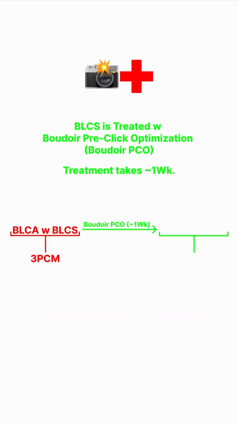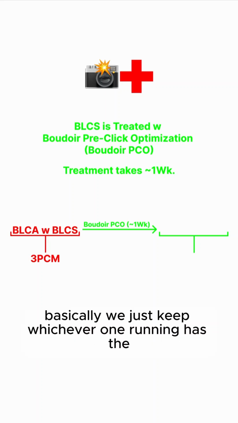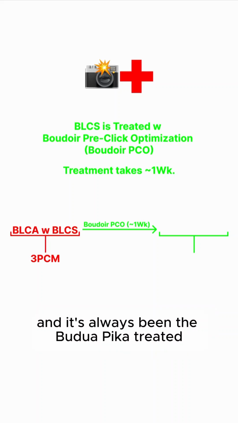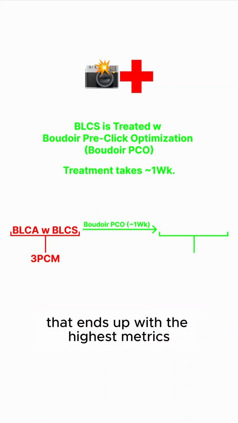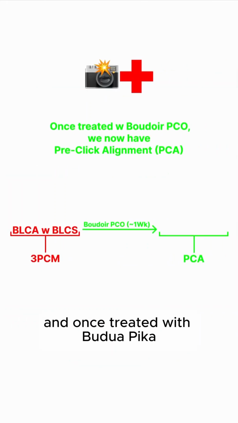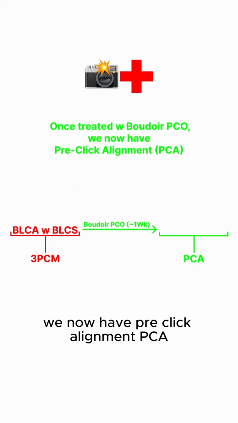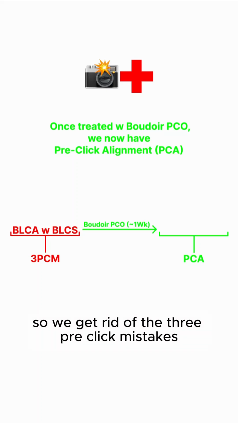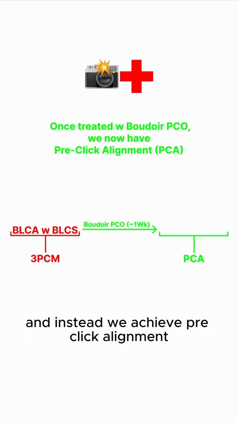After about a week, we just keep running whichever one has the highest metrics, and it's always been the Boudoir PCO treated ad that ends up with the highest metrics for unique CTR all. And once treated with Boudoir PCO, we now have pre-click alignment, PCA. So we get rid of the 3 pre-click mistakes, and instead we achieve pre-click alignment.